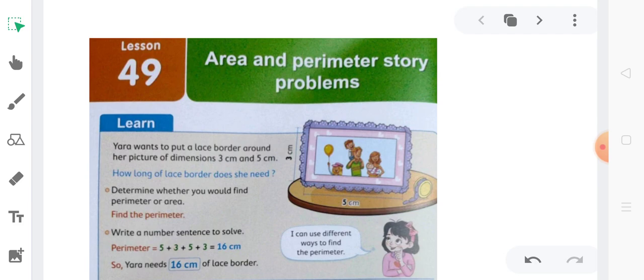Let's start our lesson. It's about area and perimeter story problems. Okay? Let's see here.